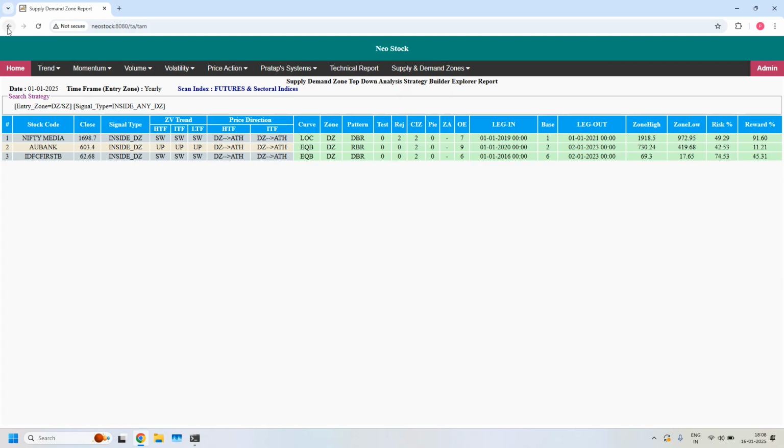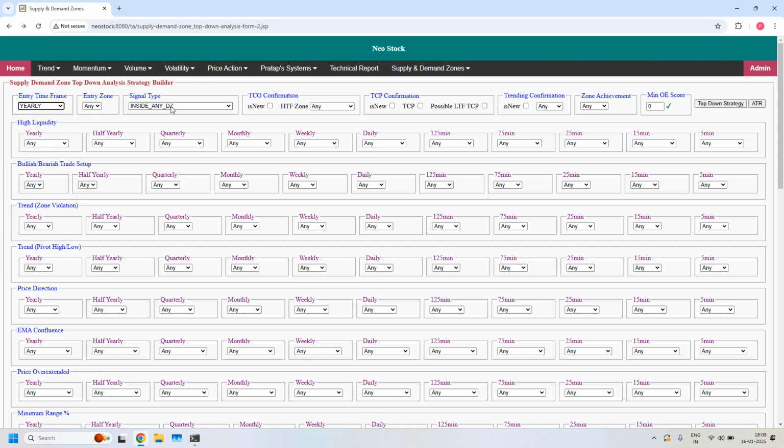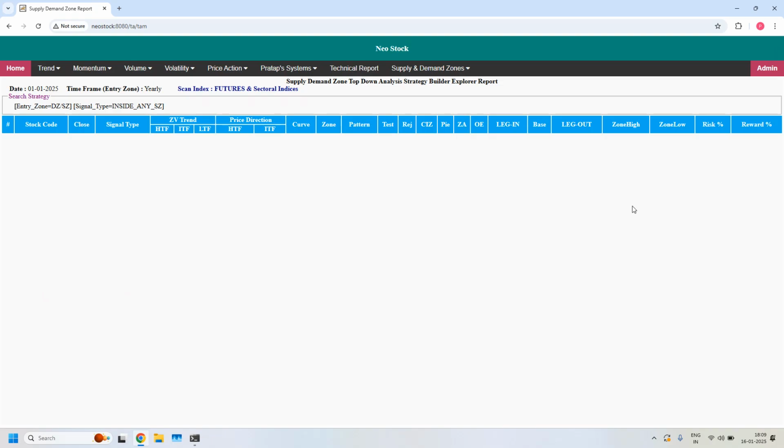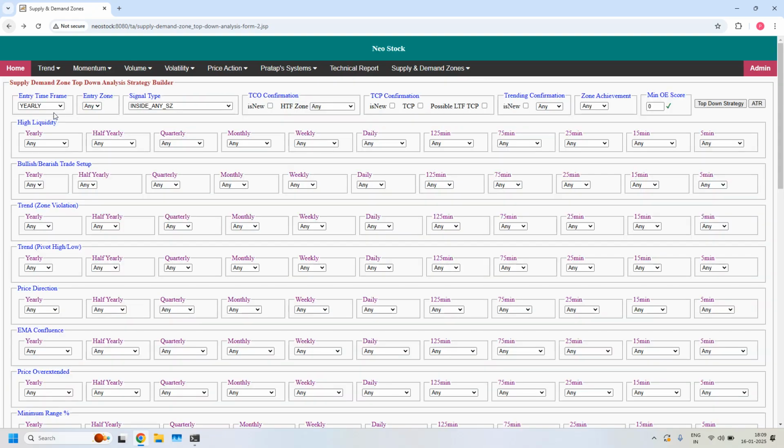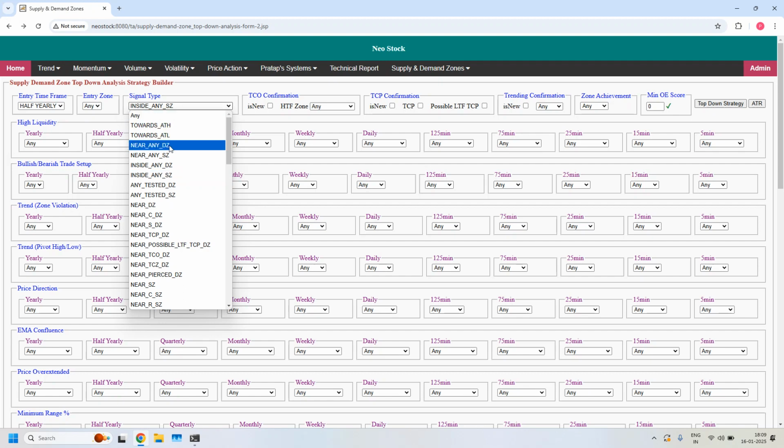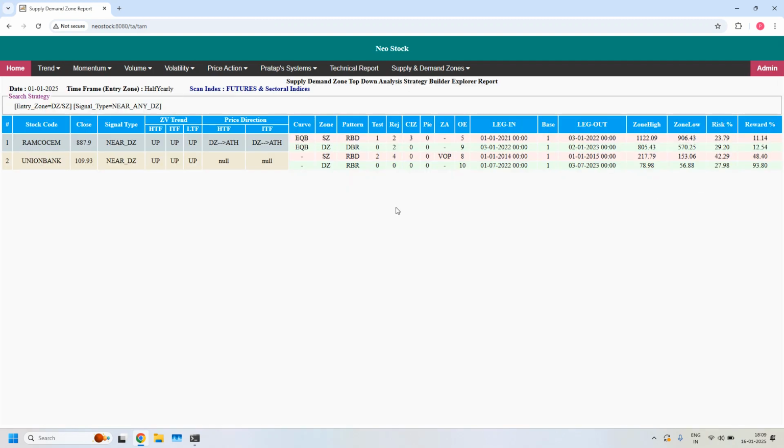Now next report for the yearly time frame. Price closed inside the yearly supply zone. We don't have any stocks. Next time frame is half yearly. Stocks near the half yearly demand zone. We have 2 stocks.